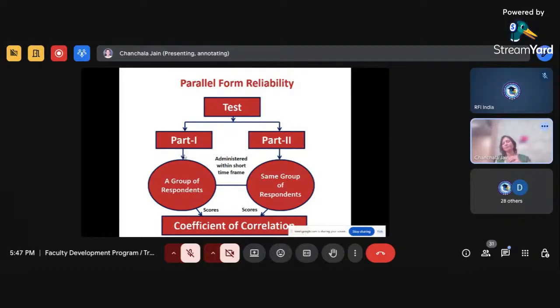Before giving this to the respondents, initially I will divide my test or questionnaire into two parts, right? Suppose I'm having 30 questions in my questionnaire. The first 15 I put in the first part, the next 15 in the second part, or maybe all the even-numbered questions in the first part and all the odd-numbered questions in the second part. It's up to us which way we want to classify our questions, right?